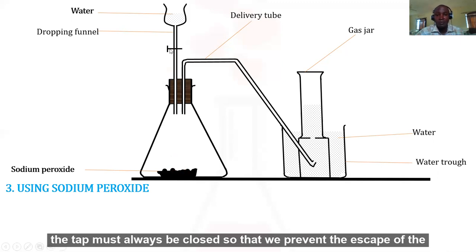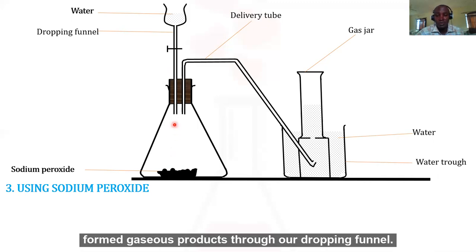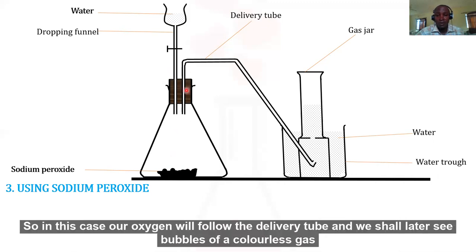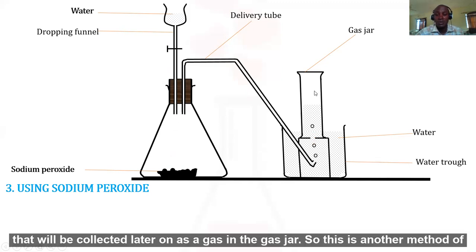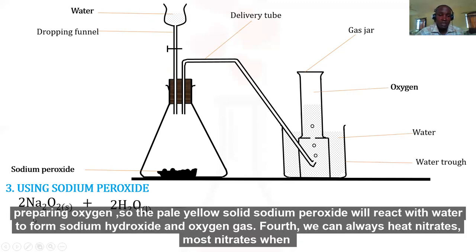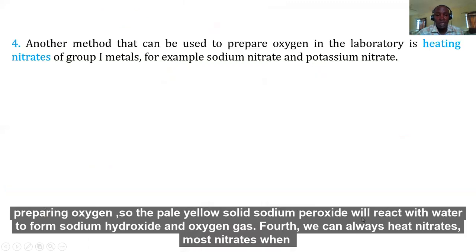But remember, the tap must always be closed so that we prevent the escape of the formed gaseous products through our dropping funnel. So in this case, our oxygen will follow the delivery tube, and we shall later see bubbles of a colorless gas that will be collected later on as a gas in the gas jar. So this is another method of preparing oxygen. So the pale yellow solid, sodium peroxide, will react with water to form sodium hydroxide and oxygen gas.